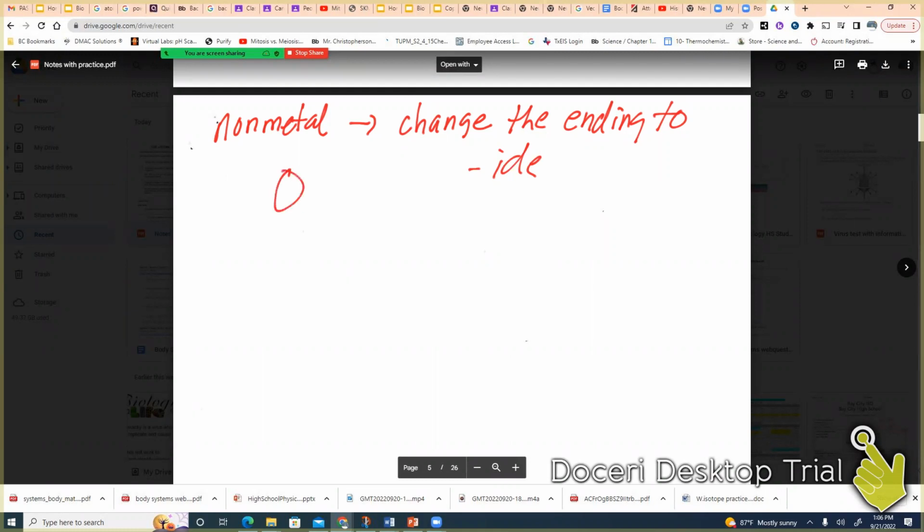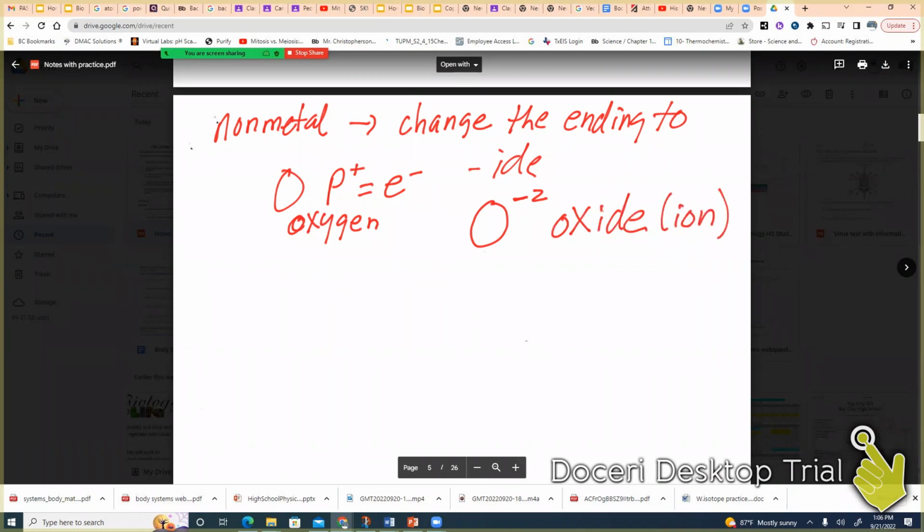So for instance, if I just have an O, there's nothing around it, that's oxygen. That's a neutral atom where the protons are equal to the electrons. But now if I have O with a -2, once it has that notated as a superscript, it's telling me this is an ion. So instead of oxygen, I have to change the ending to "ide," so it would become oxide. And you can put ion, you don't have to. The fact that the name has changed is telling you that it is an ion.